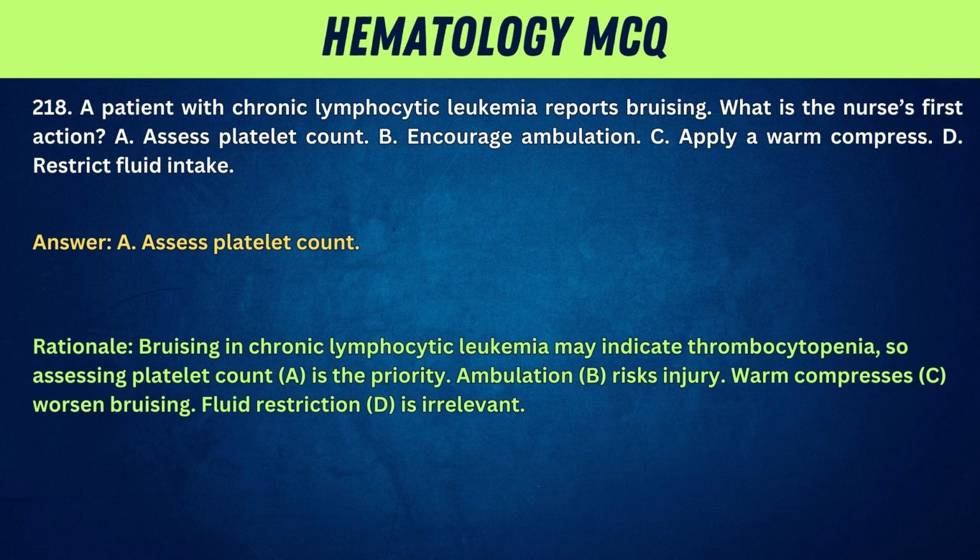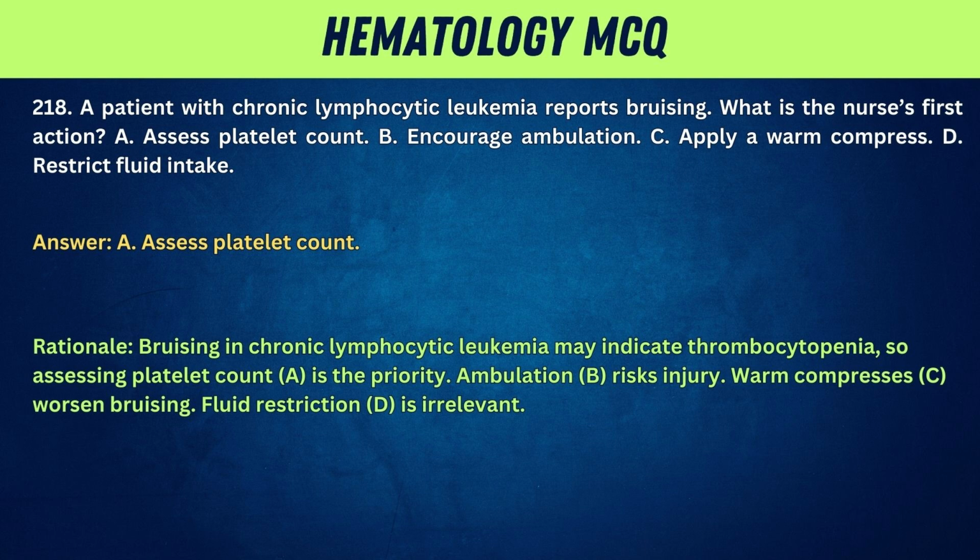218. A patient with chronic lymphocytic leukemia reports bruising. What is the nurse's first action? A. Assess platelet count. B. Encourage ambulation. C. Apply a warm compress. D. Restrict fluid intake. Answer: A.